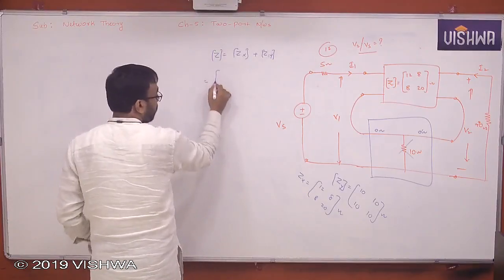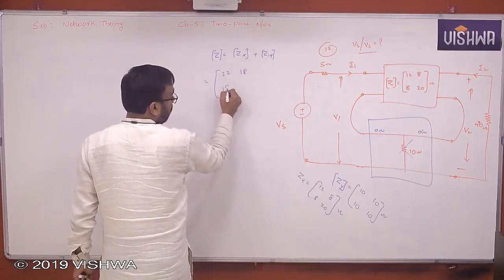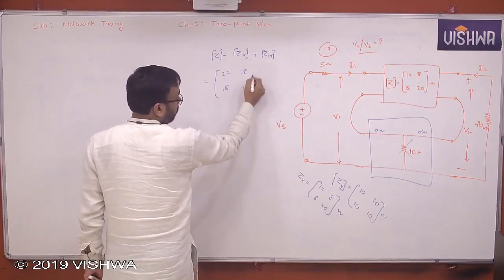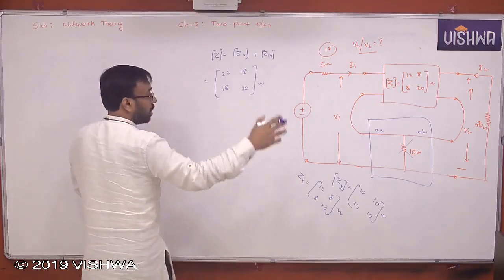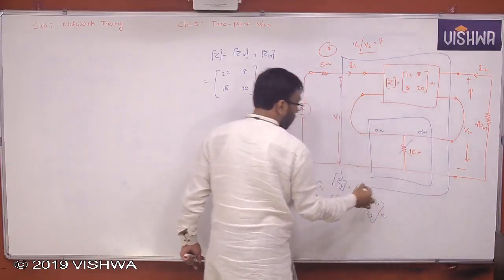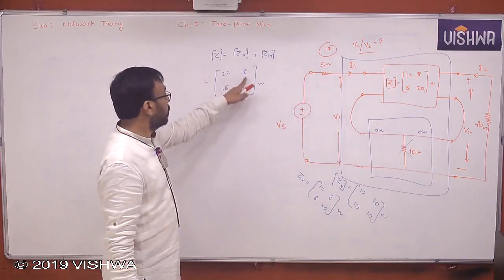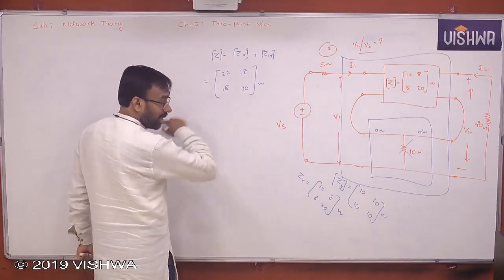Right. So what do you get here? If you add 22, 18, 18, 30. Yes or no? So now you can replace this whole two-port network by a single two-port network whose parameters are 22, 18, 18, 30. Yes or no? Now you just get the equation just like in the previous.